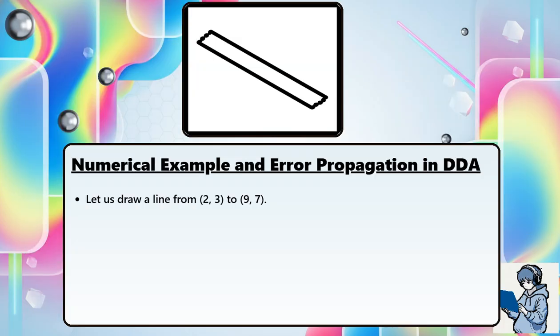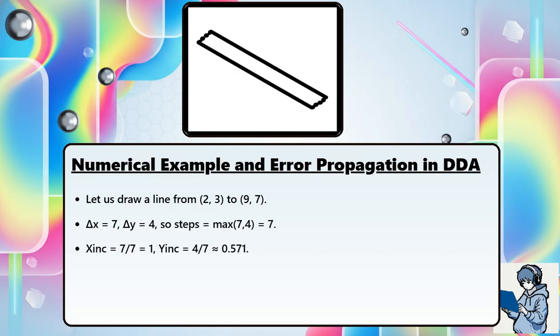Let us draw a line from (2, 3) to (9, 7). Delta x equals 7, delta y equals 4, so steps equals the maximum of 7 and 4, which is 7. X inc equals 7 divided by 7 equals 1. Y inc equals 4 divided by 7, approximately 0.571. Starting at (2, 3). Step 0, plot (2, 3).